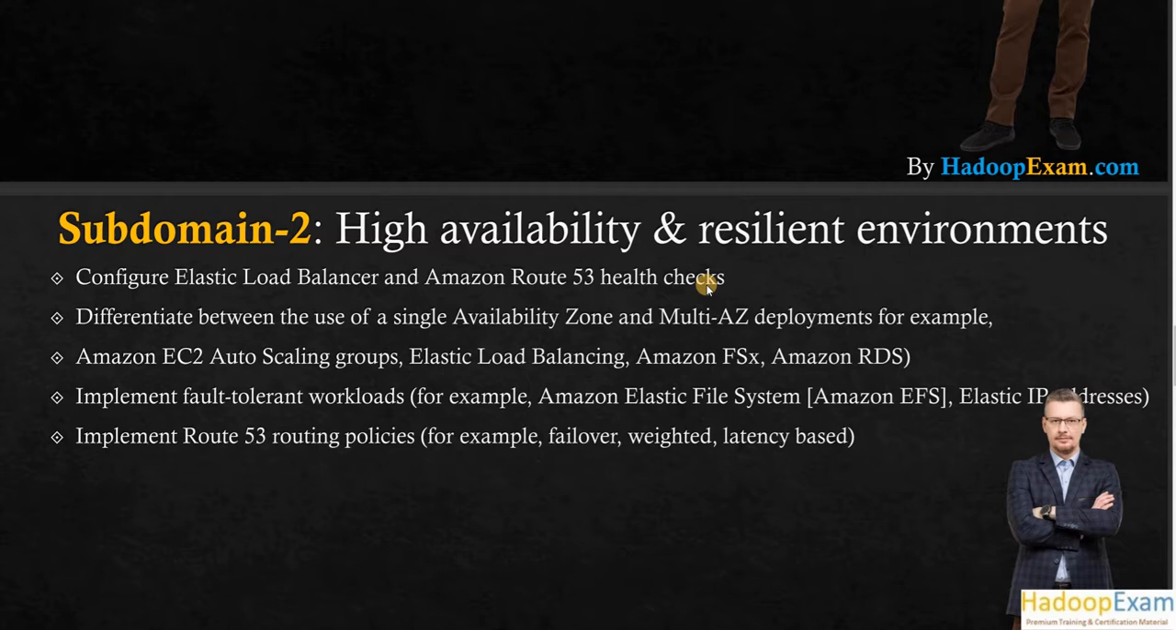Differentiate between single availability zone and multi availability zone deployments. Amazon EC2 Auto Scaling, which works in groups, Elastic Load Balancer, Amazon FSx, Amazon RDS. We discuss fault tolerant workloads, Elastic File System, Elastic IP addresses, implementing Route 53 policies, etc. You should know there are various policies: failover policies, weighted policies, latency based policies.